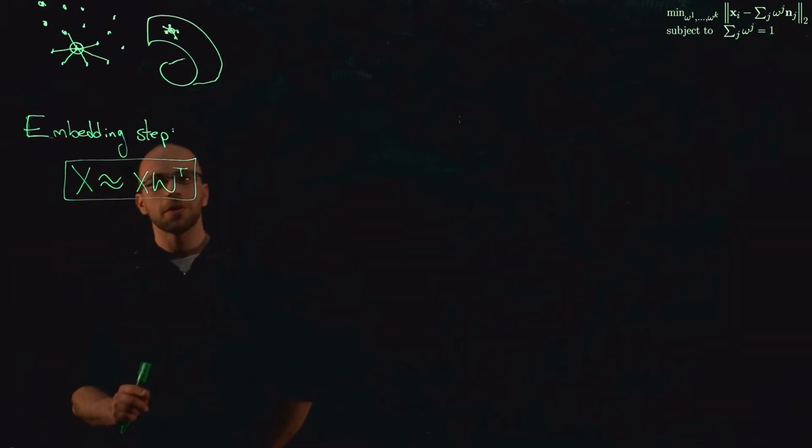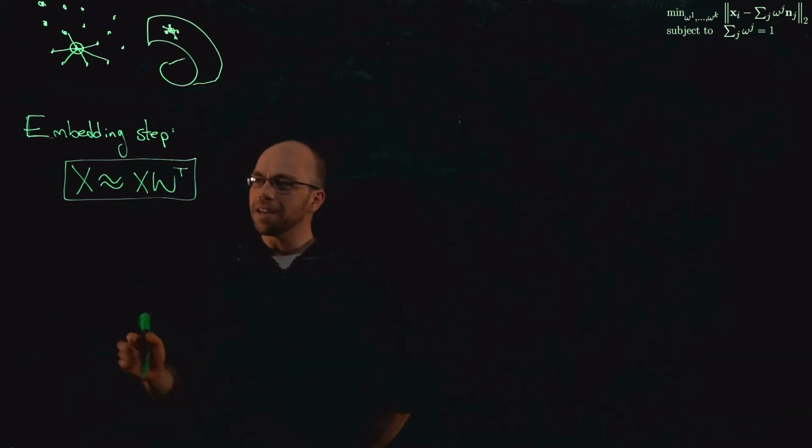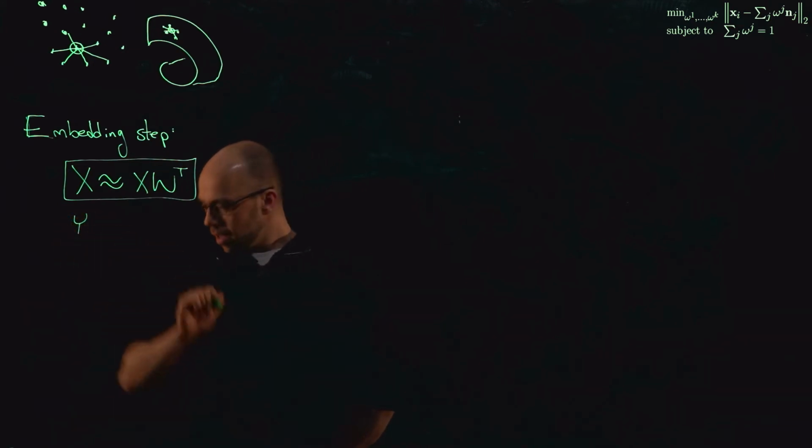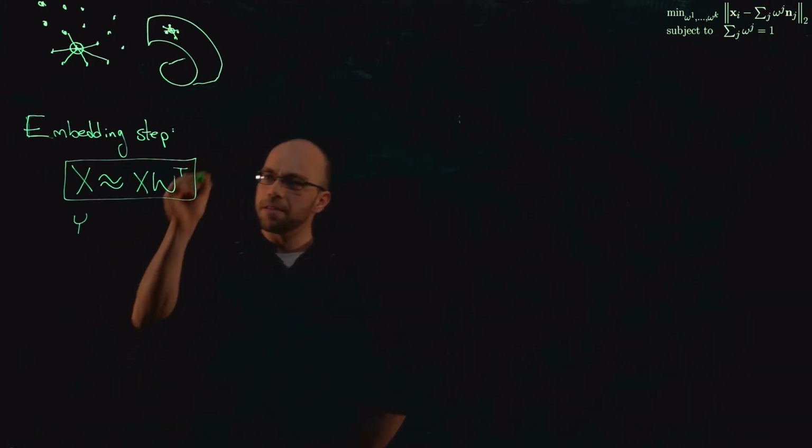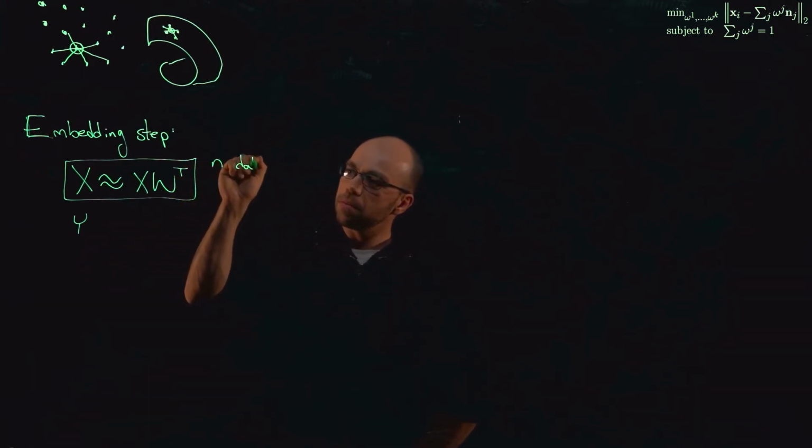So essentially what we're going to want is an embedding Y, and Y is going to be a matrix with the same number of data points. So we're going to say there's n data points.